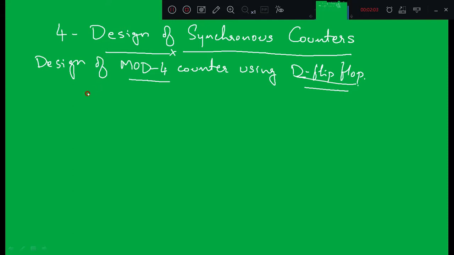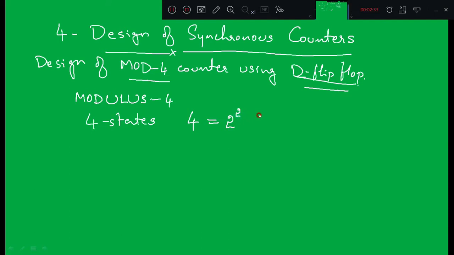So we have already dealt with this mod 4 counter in the third module, right? Mod 4 is a shortcut of modulus 4 counter. That means this counter has a total of 4 states, and these states are always represented in the form of a power of 2, right? So 4 can be written as 2 raised to 2, right?